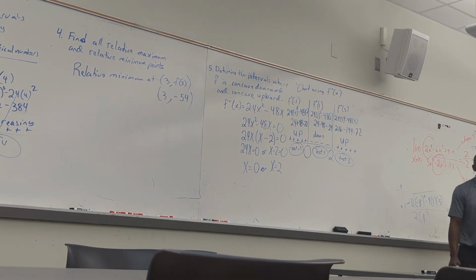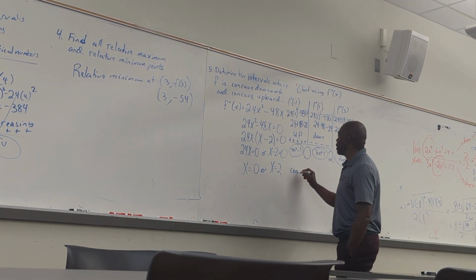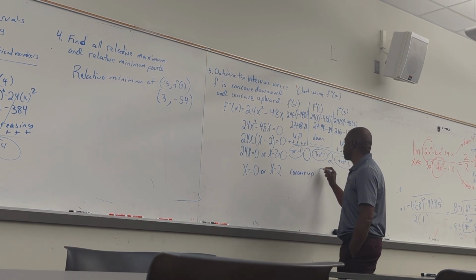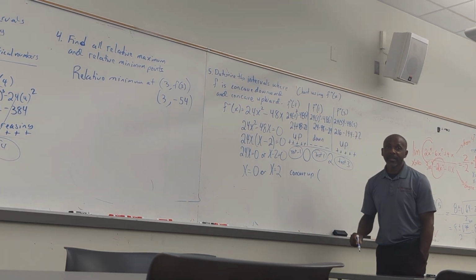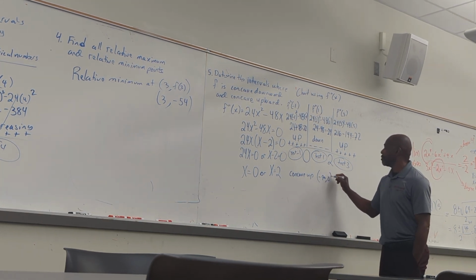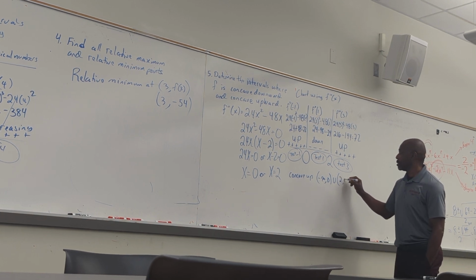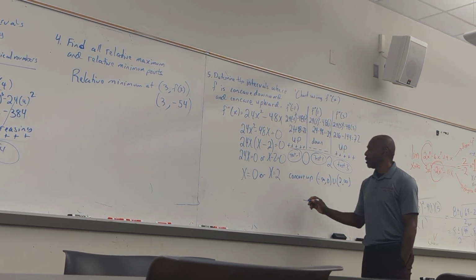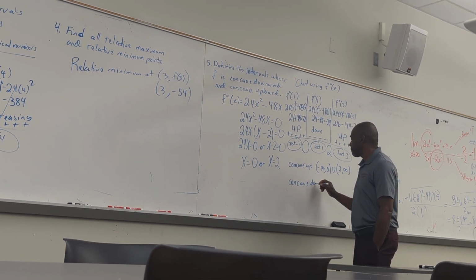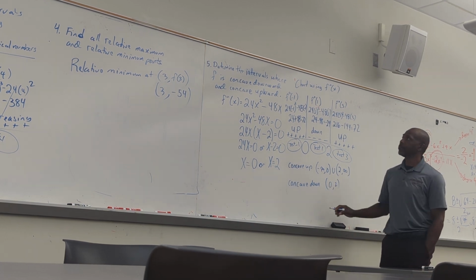So I asked you to find the intervals where it's concave up and down. It's concave up from negative infinity to 0, and then from 2 to positive infinity. And it's concave down from 0 to 2. We good?